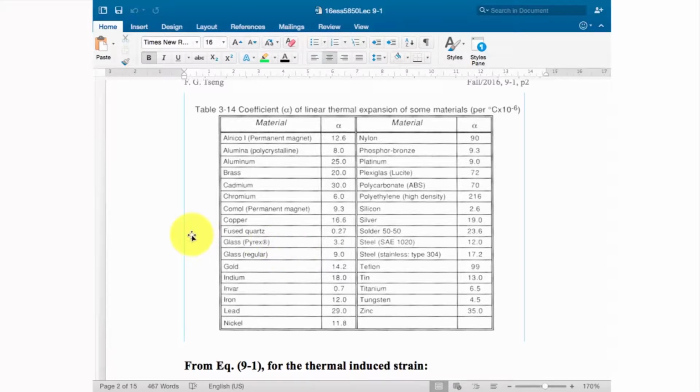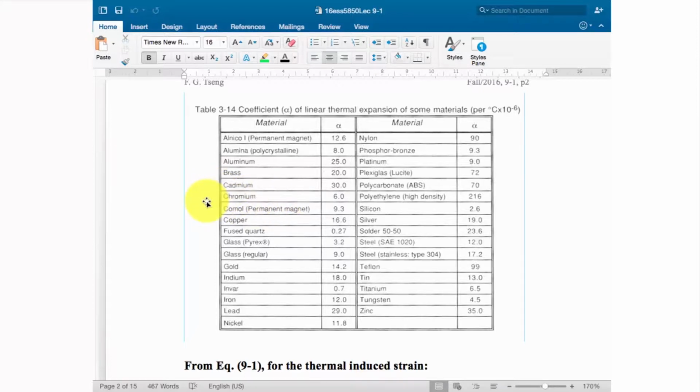The second category we can look into is metal, for example aluminum, gold, iron, lead. First we look into aluminum. Aluminum has a CTE of 25. So compared to silicon, it's about 10 times more. And you can also look into other metal materials like brass, like cadmium.